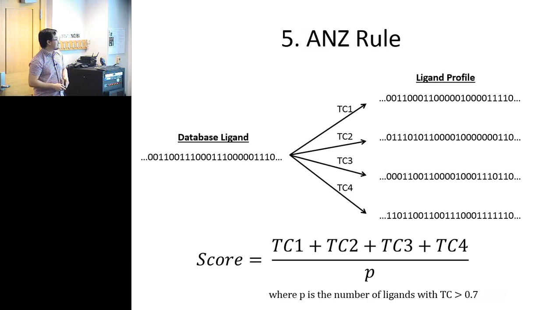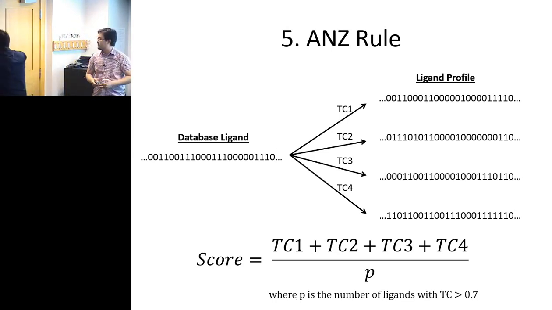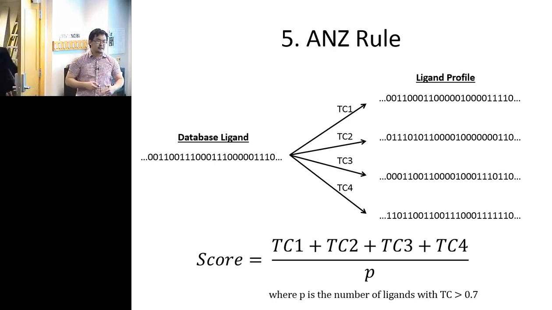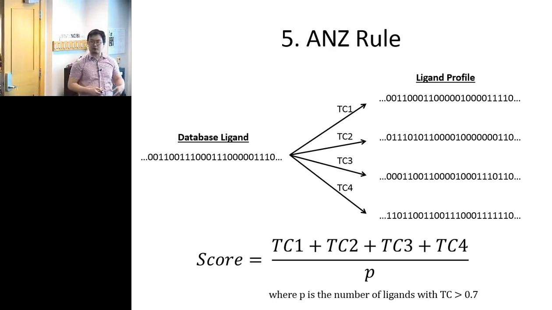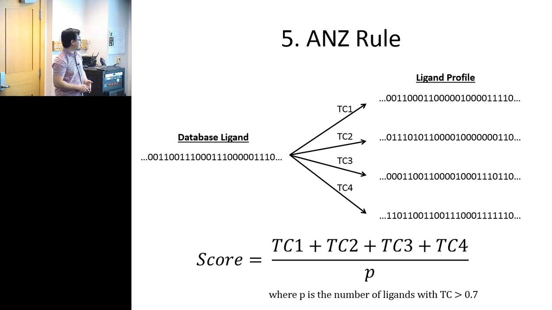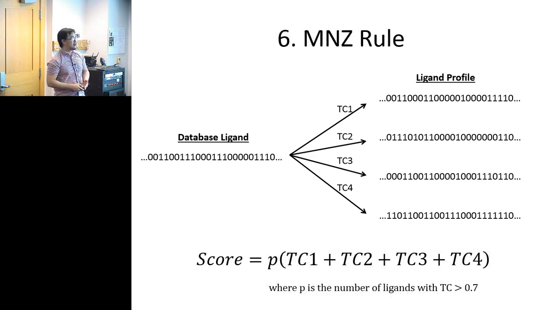And the next rule here is a little bit more interesting. It's essentially the average, but the P here that I divide by is the number of ligands that have a TC score above 0.7, and this is really there to help weight the ligand profiles to have more ligands that are actually more chemically similar, essentially. And the MTA rule is more or less the same. You're multiplying by the sum of all your TC scores here. So the ranking would be inverse essentially for this one here, right?